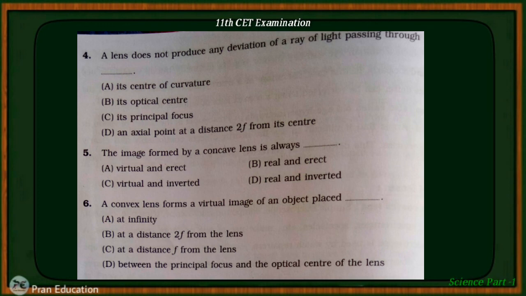Sixth, a convex lens forms a virtual image when the object is placed dash. Options: A at infinity, B at a distance 2f from the lens, C at distance f from the lens, D between the principal focus and the optical center of the lens. The correct option is option D, between the principal focus and optical center of the lens.